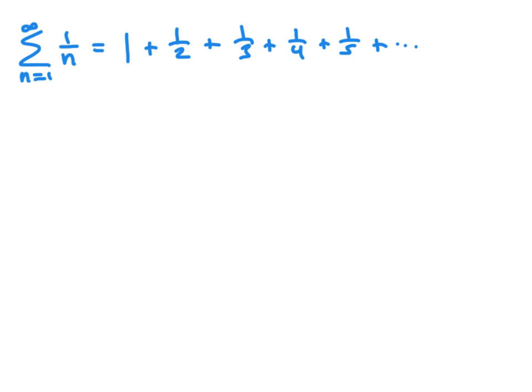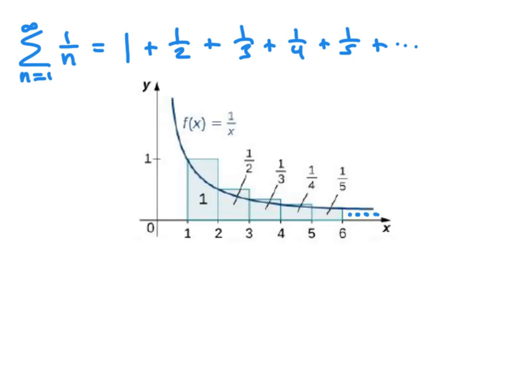We'll start with the series n equal 1 to infinity of 1 over n, and we'll first write out the first several summands of this series, 1 plus 1/2 plus 1/3 plus 1/4 plus 1/5, etc. We're now going to consider the graph of the function f of x equals 1 over x and build rectangles based on the x-axis from 1 to infinity using the curve. The height of each rectangle will be the function value at the left endpoint. So, for example, the rectangle based on the x-axis between 1 and 2 will have a height of f of 1, which is equal to 1.